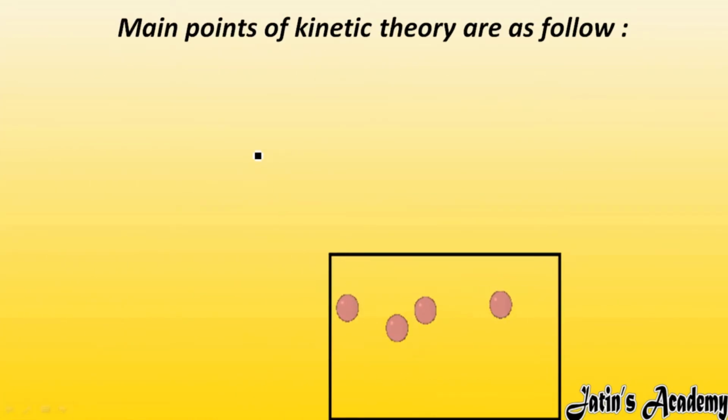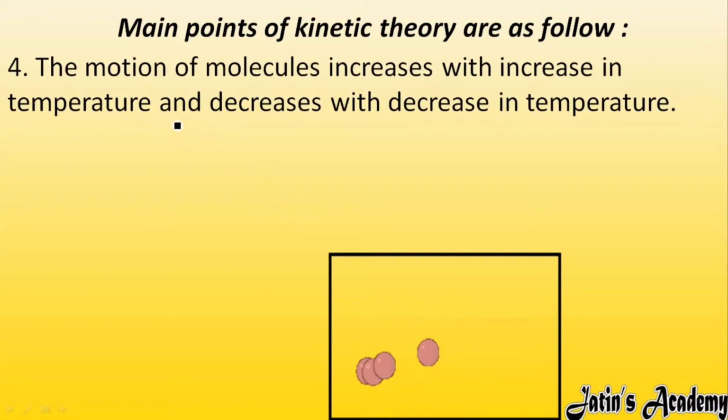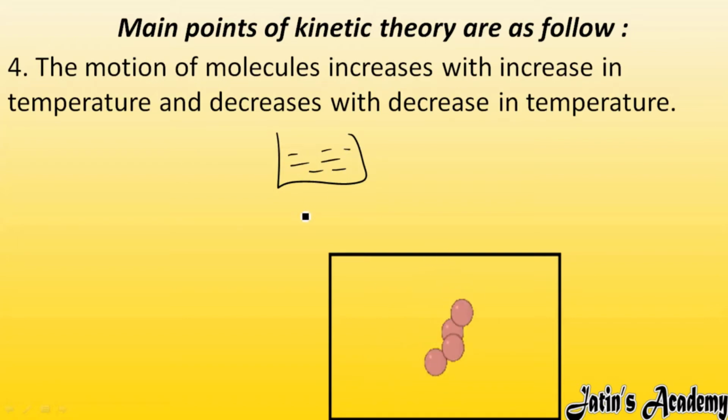Next, the fourth point: the motion of molecules increases with an increase in temperature. As we increase the temperature of any substance, for example water in a beaker, firstly the molecules have their random motion, moving here and there. But when I give more and more temperature to the water, the motion of the molecules starts increasing. It means that with the increase in heat, the motion of the molecules also increases.